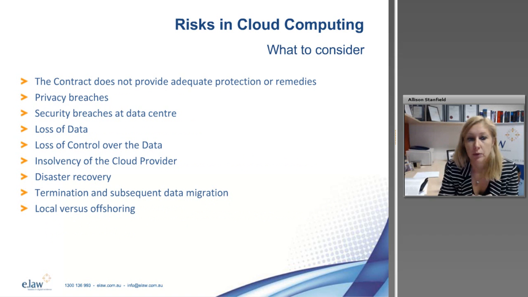So some of the risks, and we'll look at these in a bit more detail, but firstly, the contract. What does a cloud computing contract cover? We'll look at privacy breaches, and we'll spend a bit of time looking at what those are in Australia. Look at any security breaches at the data centre, loss of data, loss of control over the data, what happens if the cloud provider goes under, what happens to your data then, disaster recovery, termination, subsequent data migration, and local versus offshoring.